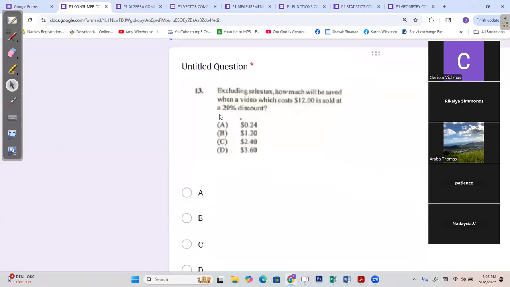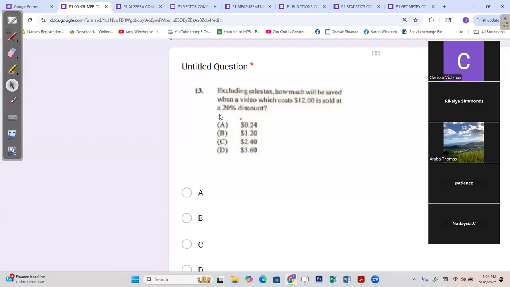Excluding sales tax, how much will be saved when a video which costs $12 is sold at 20% discount? So you see, when it comes to the consumer question, there's a lot of words. So some words are put in there to distract you, because look at this one question. It got in tax and discount, but you got to pay attention to the one that they specifically want, right?